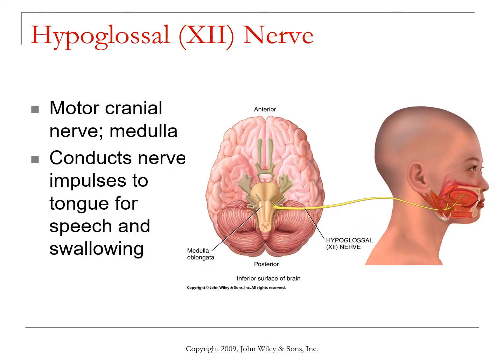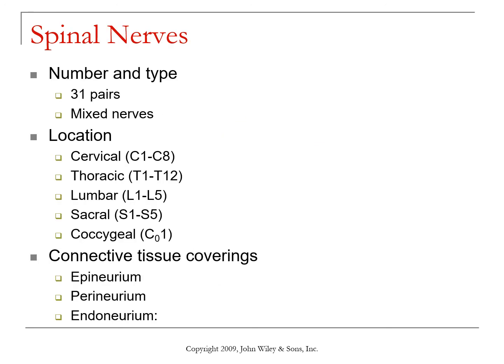And finally, the hypoglossal nerve, cranial nerve 12, which also is purely motor, originating from the medulla, sends nerve signals to the tongue for speech or articulation, as did the vagus, as well as to the mouth for swallowing. So purely motor, somatic motor for speech and swallowing. And that ends the cranial nerves. Let's move on to the spinal nerves.